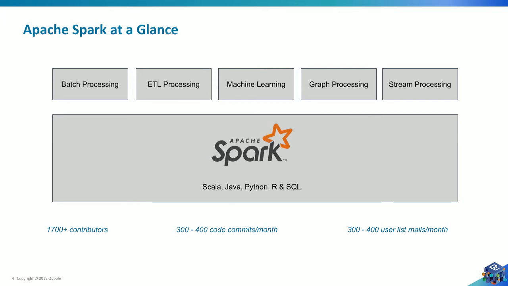With various APIs, you will see the adoption of Spark has been growing pretty well. And if you look at open source, the numbers speak for themselves. Today it has more than 1,700 contributors. You see about 300 to 400 code check-ins every month in the Spark code base in open source. And the user mailing list is pretty active as well. You see about 300, 400 mails going across every month, where the community is asking questions, discussing various things in Spark, and getting answers to their use cases.